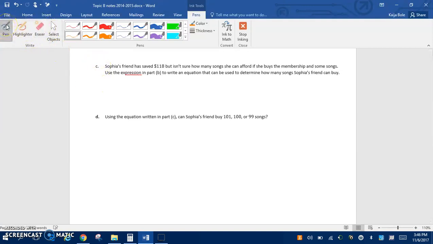Alright, part C says, Sophia's friend has saved $118 but isn't sure how many songs she can afford if she buys the membership and some songs. So, it says, use the expression in part B to write an equation that can determine how many songs she can buy. So the first part was $19.99 plus 0.99 N, and now for our total, we know our total has to be $118 because that's how much money she has. Alright, so we've written the equation.